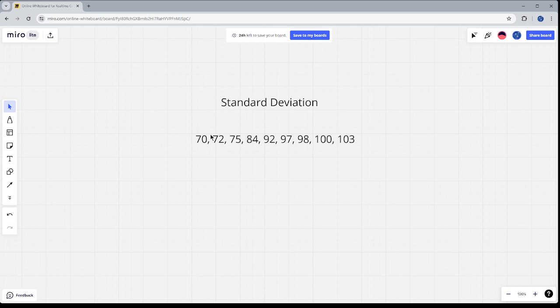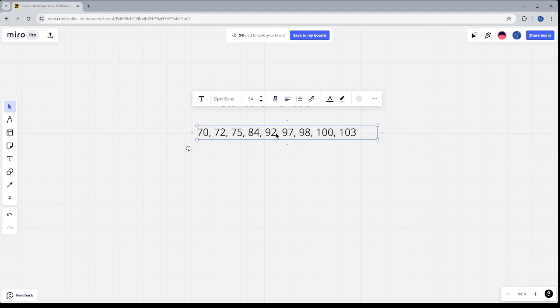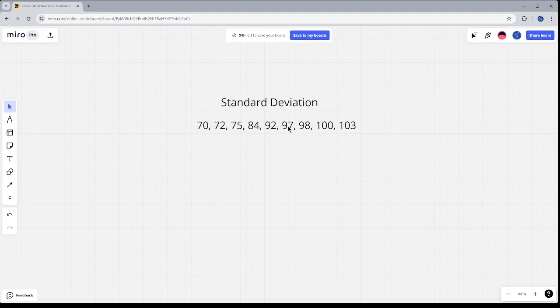First thing we always want to do when we're working with a data set is arrange it from lowest to greatest. So a lot of times they'll give you questions where maybe the 92 is at the front or something like that. Just make sure to always rewrite it with lowest to greatest. Okay. And then we'll do a brief review of mean, median, and mode. So what is mean?